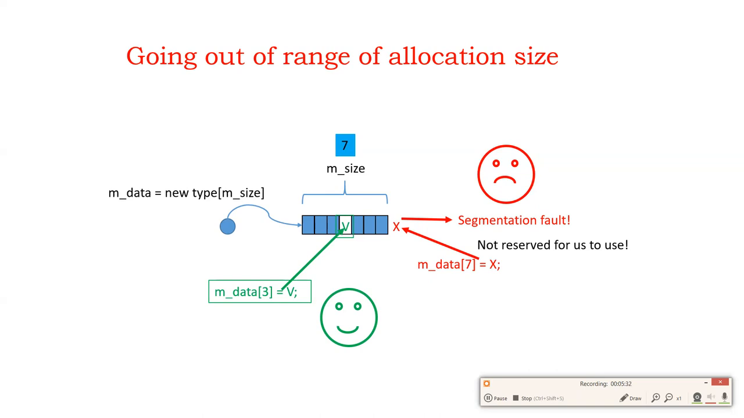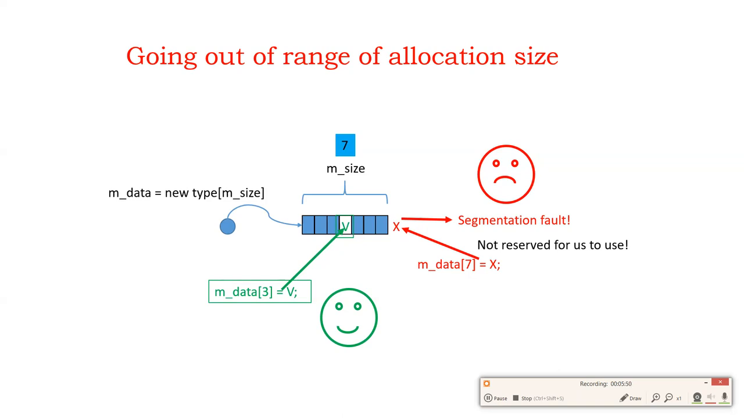Another thing that is very common is going out of the range of the allocated memory. Now, this is not particularly for dynamic memory allocation. You can do this with any array, and specifically with strings, where you forget that single null thingy at the end, you don't allocate it.